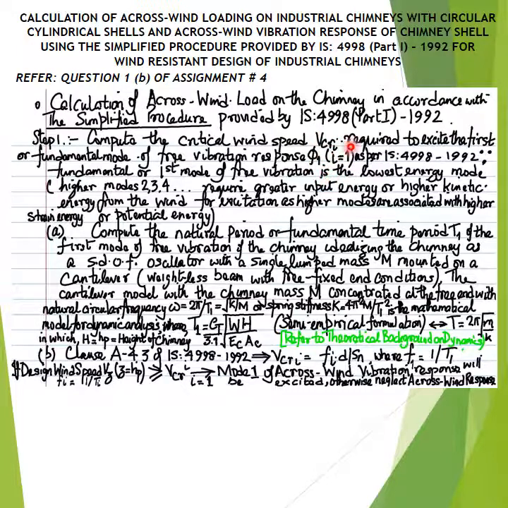VCR1 for I equal to 1 to determine whether the wind flow around the cross section of the industrial chimney excites or activates the first or the fundamental mode of free vibration or not.